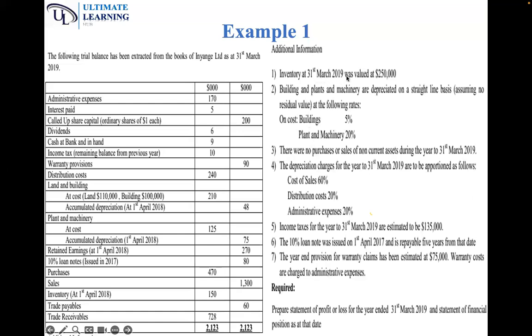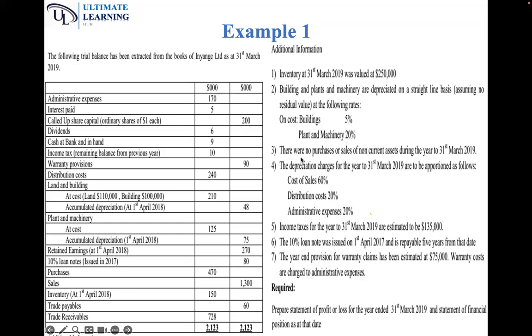Inventory at 31st March 2019 was valued at 250,000. So this is closing inventory because of the date that is given. Building and plant and machinery are depreciated on a straight line basis, assuming no residual value at the following rates. So we've been given 5% on building and plant and machinery, 20%.